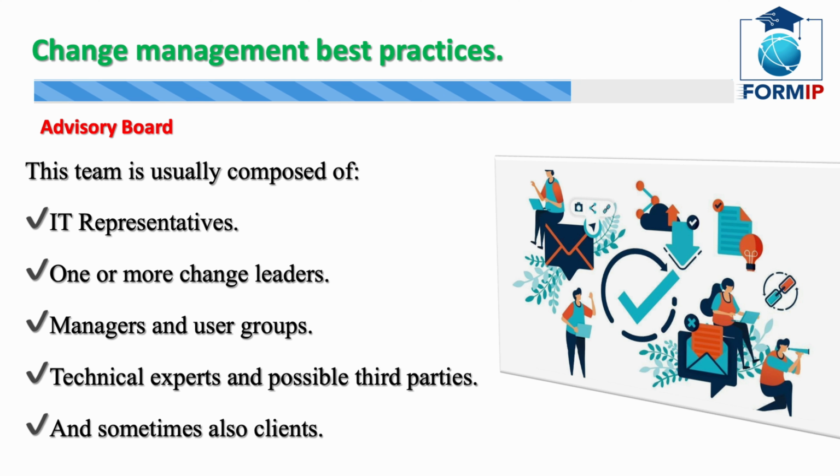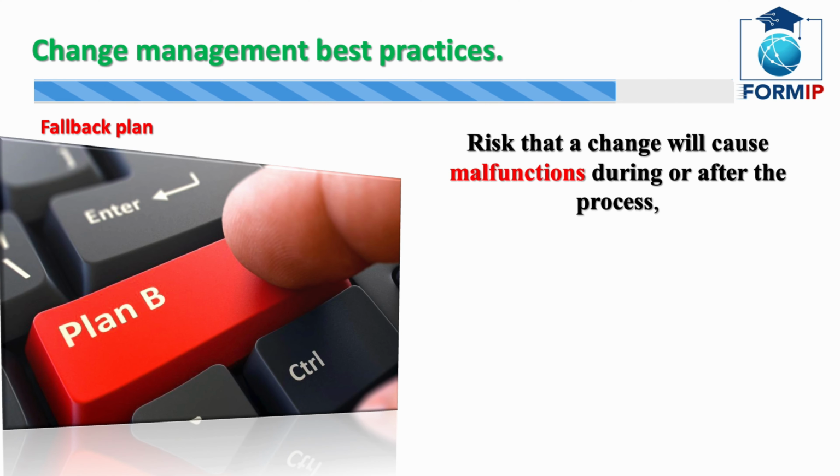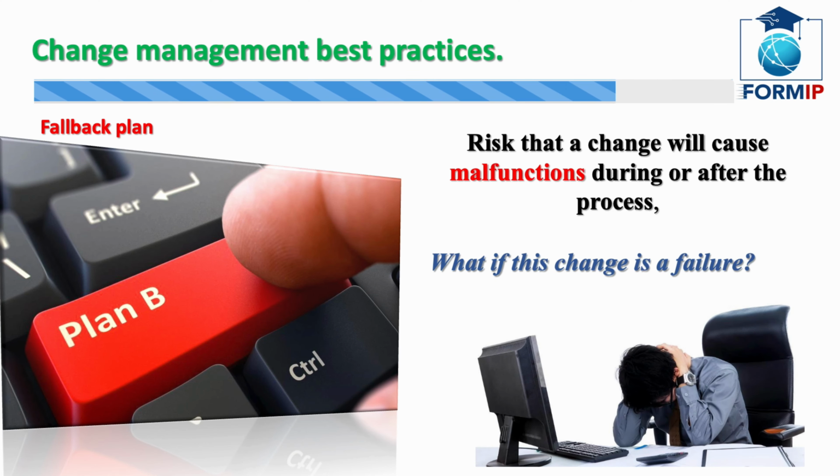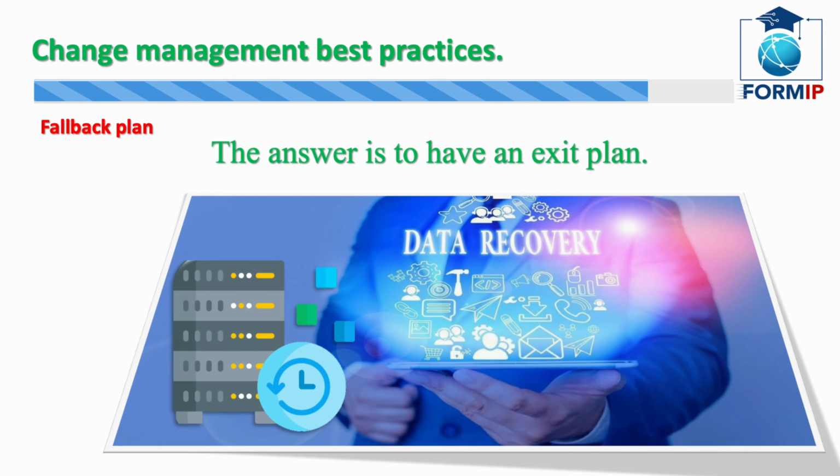Fallback plan. Now let's move on to the fallback plan, also known as Plan B. There is always a risk that a change will cause malfunctions during or after the process. Unfortunately, it is not possible to identify all the risks that can occur during a change. So, it's important to think of a plan. To do this, we must ask ourselves the question, what if this change is a failure? The answer is to have an exit plan.